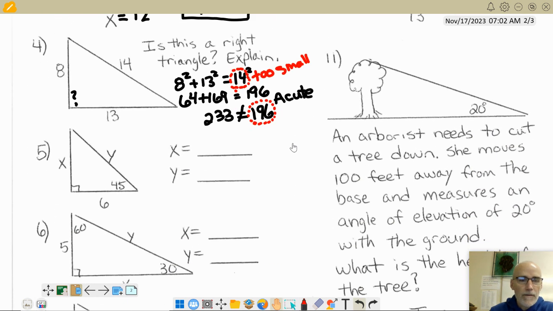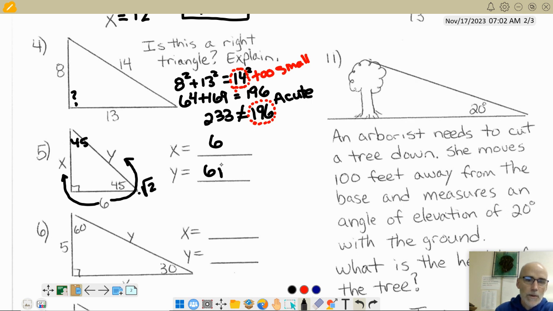Number 5, because it's a 45, 45, 90 triangle, you have some relationships that I need you to memorize. The legs are equal to each other because the angles are equal to each other. So don't do any work. Just put a 6 right there. And then to get from the leg to the hypotenuse, you multiply by the square root of 2. So you put 6 square root of 2 for the hypotenuse. You're done.